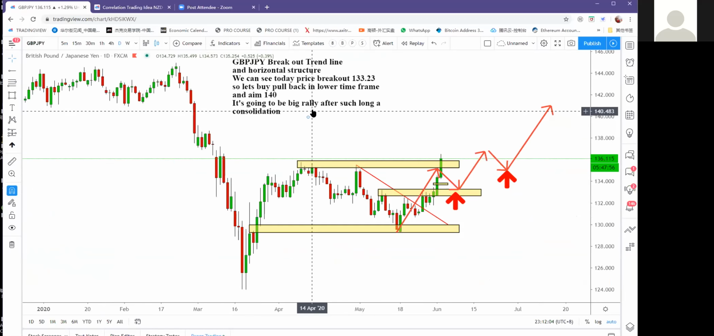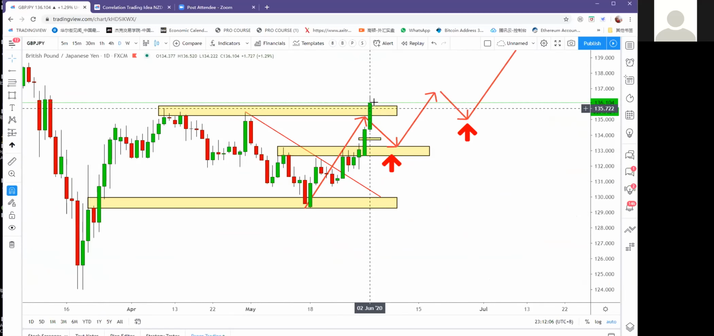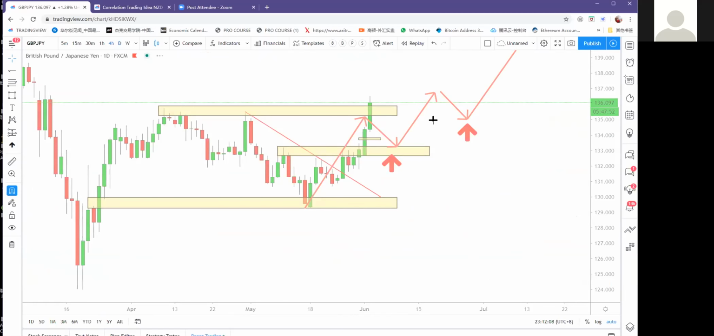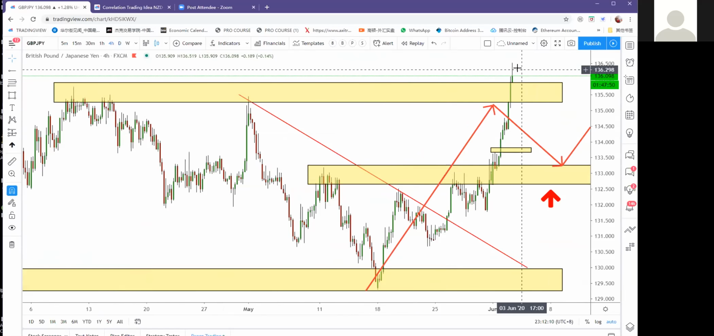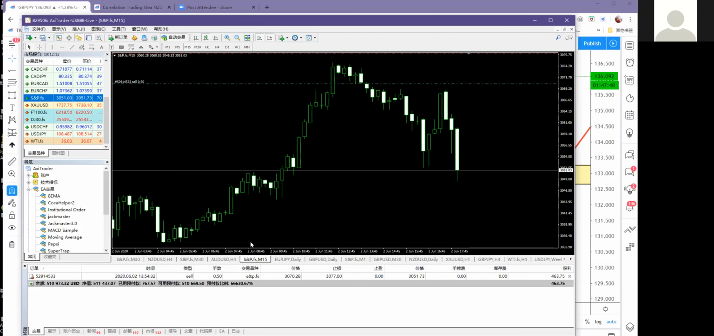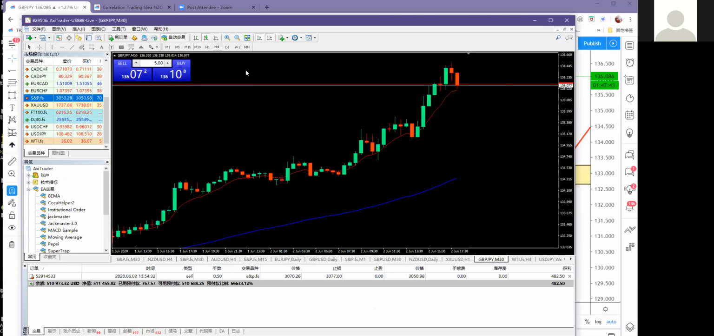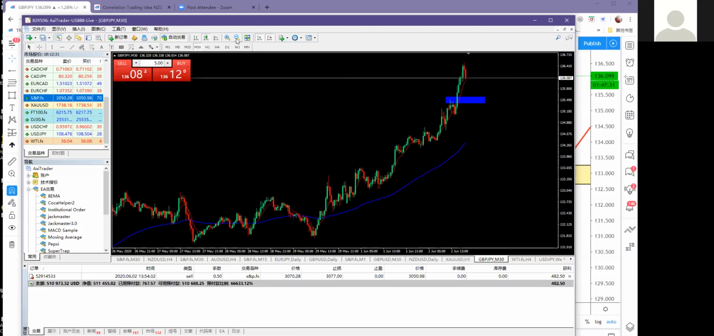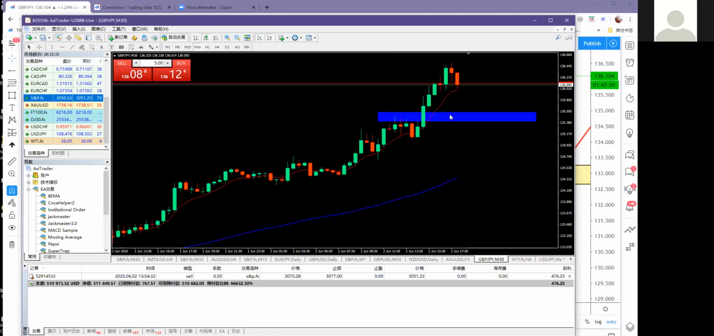Okay, sterling yen. Wow, sterling yen makes the first move of break up. So I will be interested to buy the pullback of sterling yen. Let me find if there is any chance. Yes, sterling yen makes a new high and now it's coming back. So you can consider to buy from 135.59. That would be a good place on the 1 hour chart. Wait for the price to come back to here and buy.